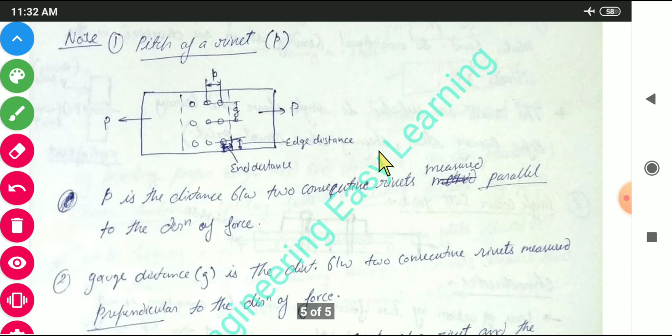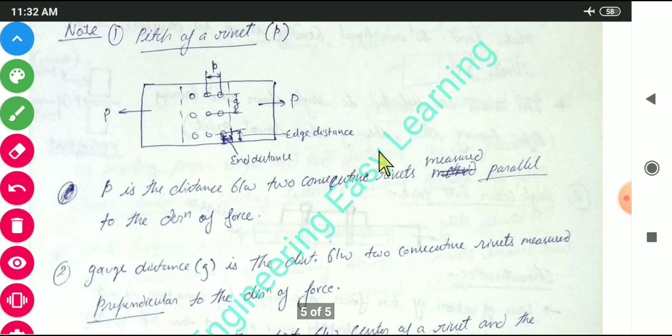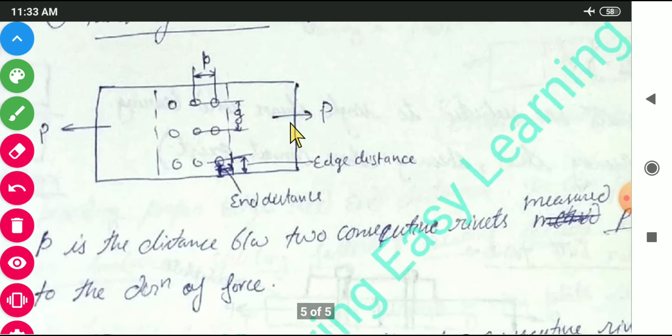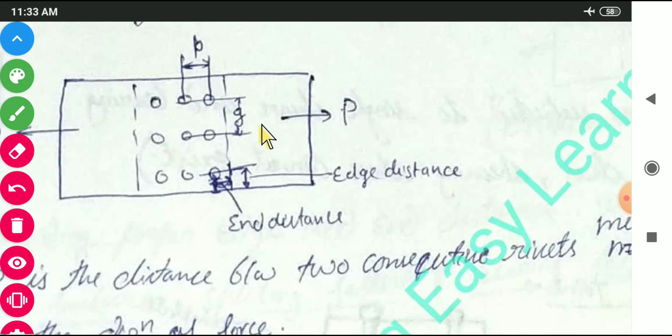Next we have gauge distance. Gauge distance is also the distance between two consecutive rivets, but it is measured perpendicular to the direction of force. So this is the direction of force. Perpendicular means this. Here you can see G. This is gauge. I have represented it by using G. So this is center to center of the rivet, but in the perpendicular direction of the force. This is your gauge distance.